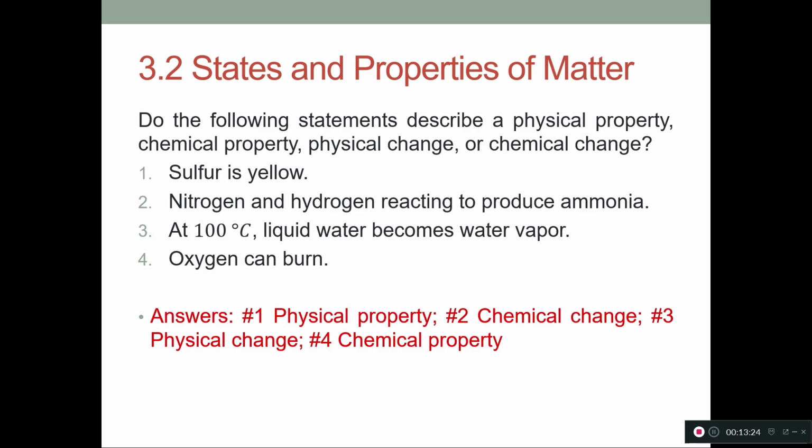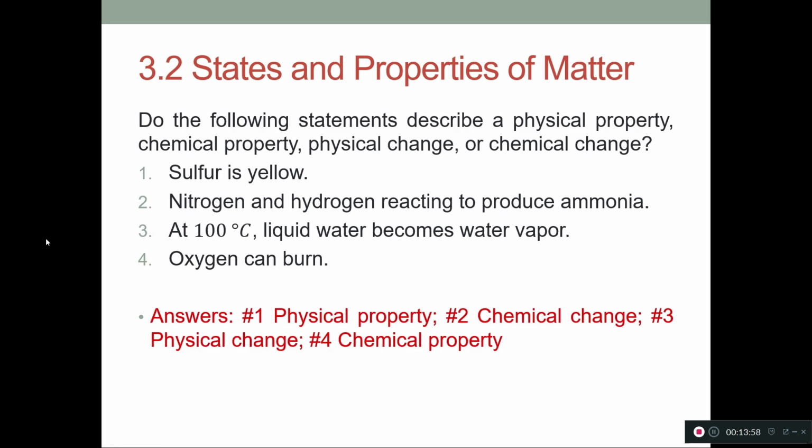Then nitrogen and hydrogen reacting to produce ammonia, that's a chemical change. And I specifically wrote this in a way that it's actually sort of talking about the action. So I use the word reacting here rather than saying something like can react. So using the word reacting is saying that it's undergoing the chemical change here. Then the third one, at 100 degrees Celsius, liquid water becomes water vapor. So I call this a physical change, and again, I'm using this word right here, becomes, so that's sort of a verb word here.